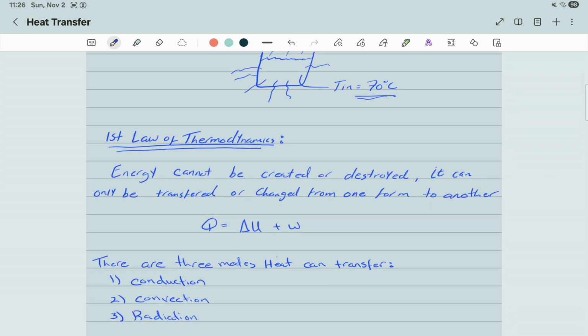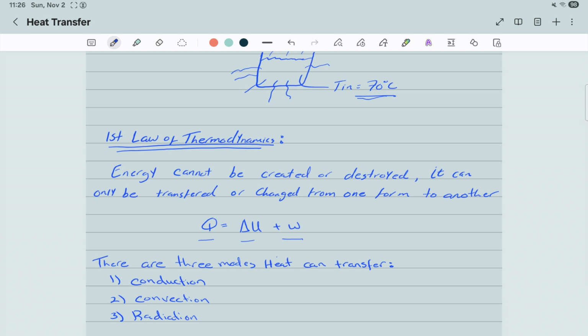So the first law of thermodynamics is Q equals delta U plus W. Q, as I said, is the heat transfer, and this course will be focusing on how to calculate Q. Whereas delta U is the internal energy, which there are certain formulas you can use to find, and W is the work being done in the system.